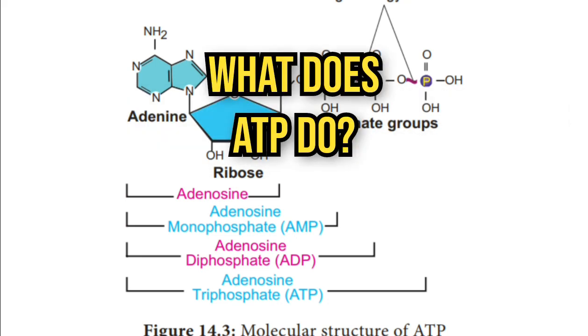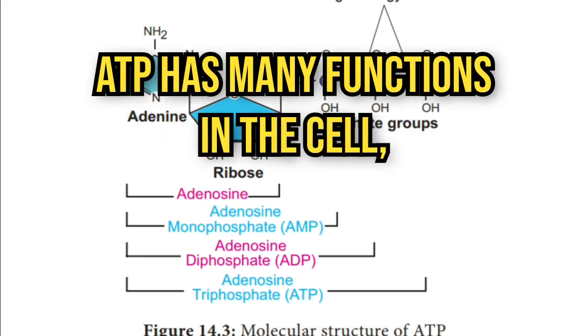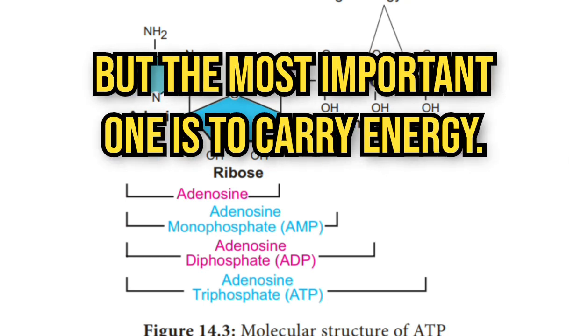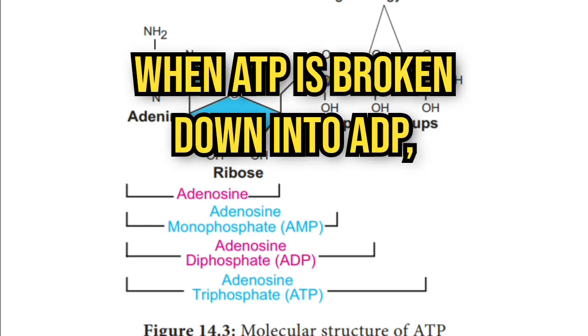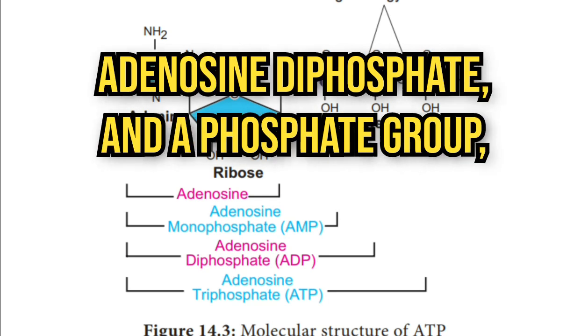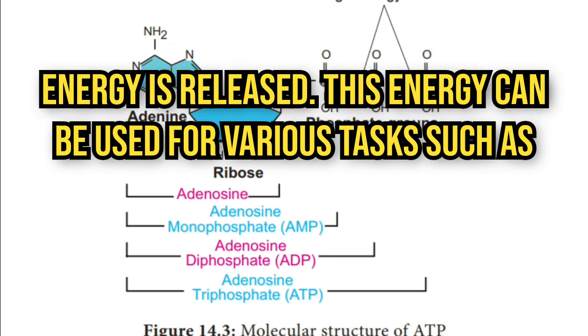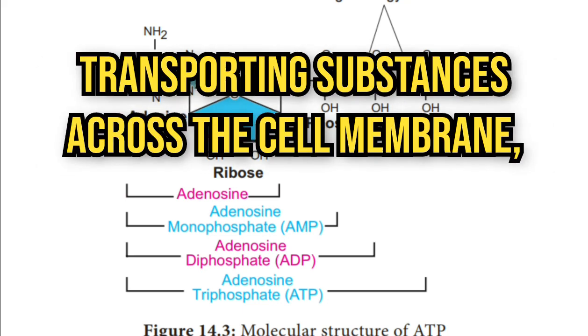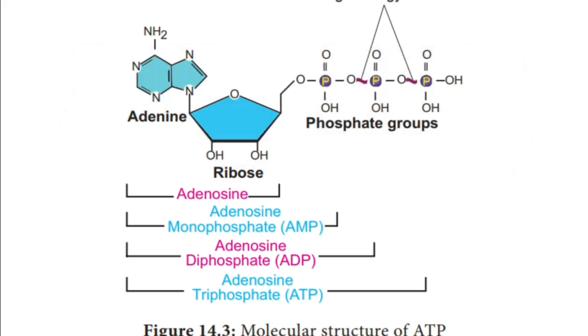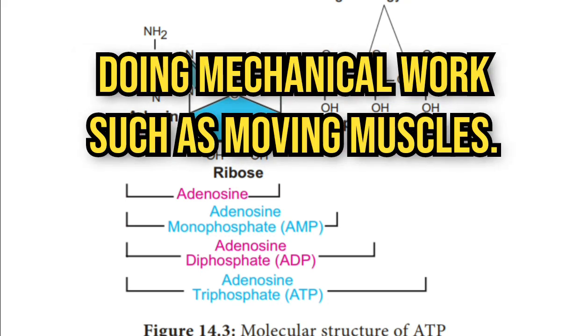What does ATP do? ATP has many functions in the cell, but the most important one is to carry energy. ATP is like a rechargeable battery that can power up different cellular processes. When ATP is broken down into ADP, adenosine diphosphate, and a phosphate group, energy is released. This energy can be used for various tasks such as driving metabolic reactions that would not happen by themselves, transporting substances across the cell membrane, and doing mechanical work such as moving muscles.